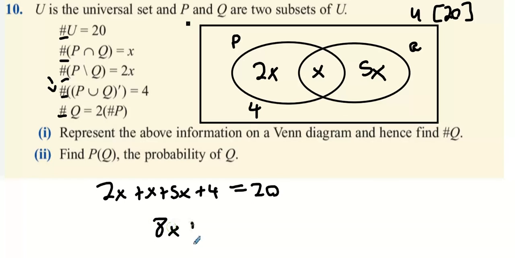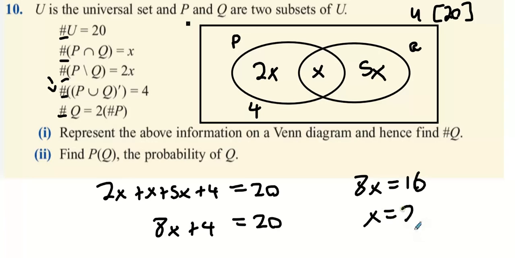8x plus 4 equals 20. 8x equals 16. x equals 2. So 10 people, 2 people, and 4 people. What's the probability of Q? How many people are inside Q? 12. How many people in total? 20, which is 3/5. Okay.